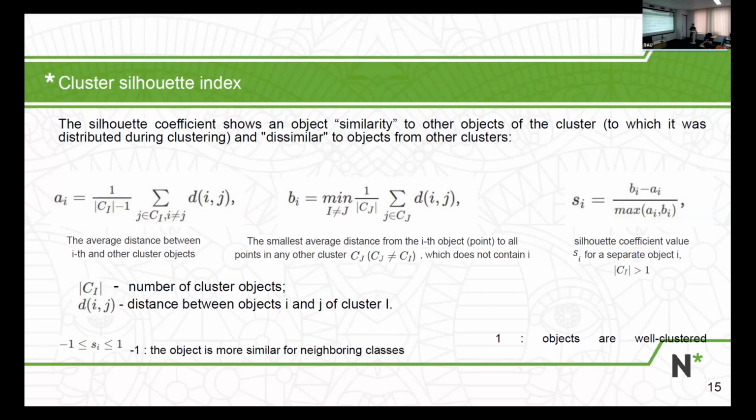The values of the silhouette coefficient can be distributed from -1 to 1. If it's closer to 1, it means that objects are well clustered. If it's closer to -1, it means that the object is more similar to neighboring clusters. If it's closer to 0, it means that the object is near the bounds of the clusters.